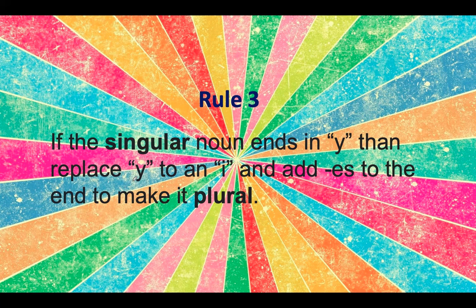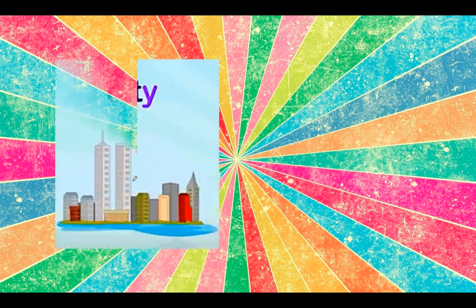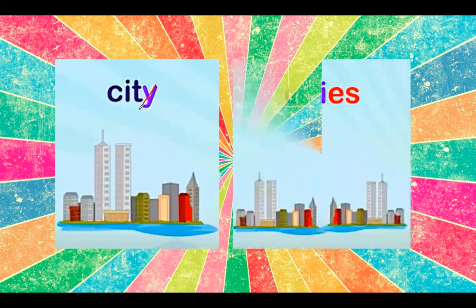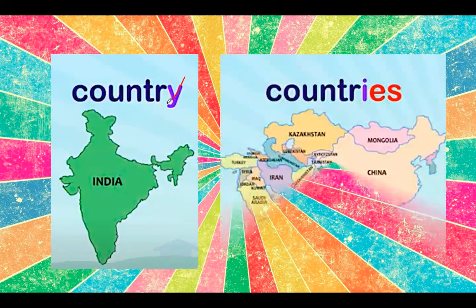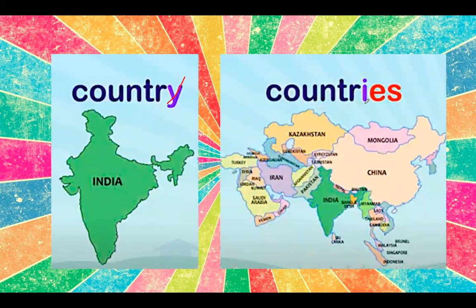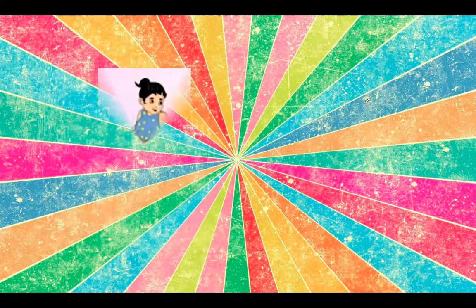Now let's see how. Here we have the noun city. Now it has y in the end, so we'll cut y, and how will we make the plural of it? Cities, by adding i and then es. City, cities. Then country. Now again we have y in the end, so we'll cut y and put i in place of y, and it will become countries, ies in place of y. Country, countries.